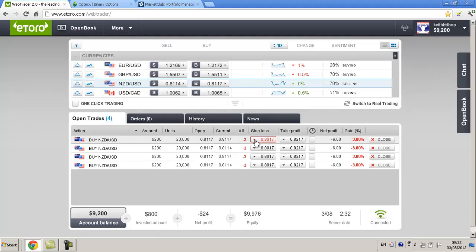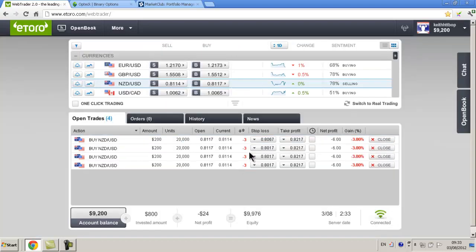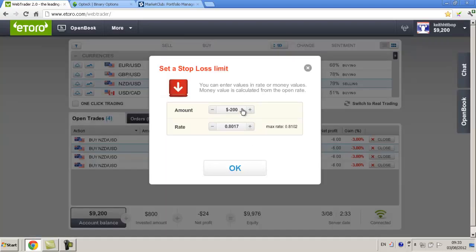So now we're going to come and put our stop loss on. So this is setting our stop loss. You can just come in here and put exactly the amount you want in. So minus 100. So I have it to go 100. Hit OK there. And I do it for all of them.